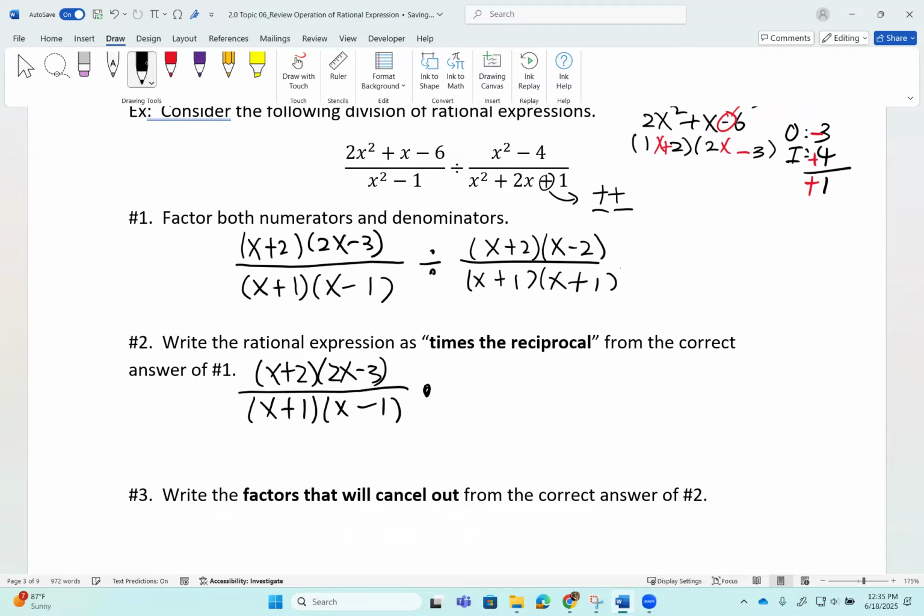Then we say times the reciprocal. So the second fraction will flip. The x plus 1s will go to the top. The x plus 2 and x minus 2 will go to the bottom.